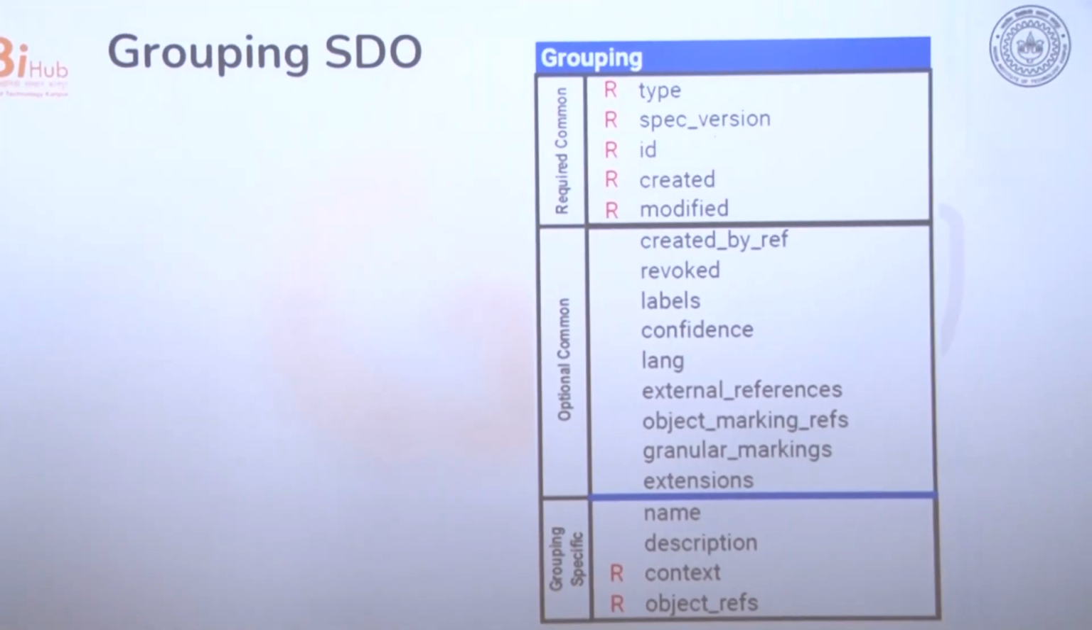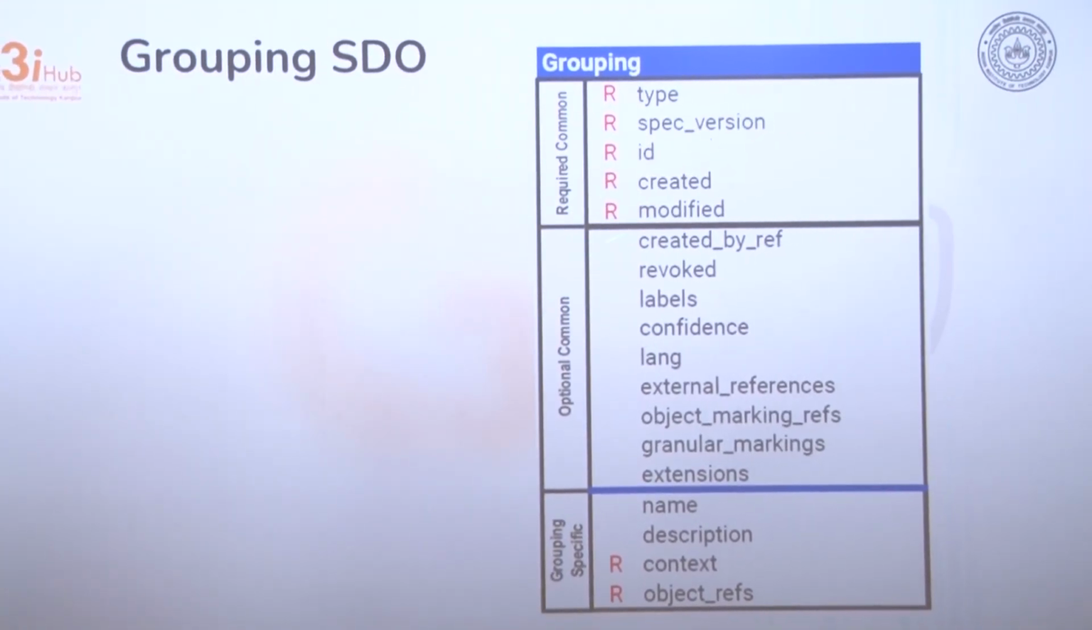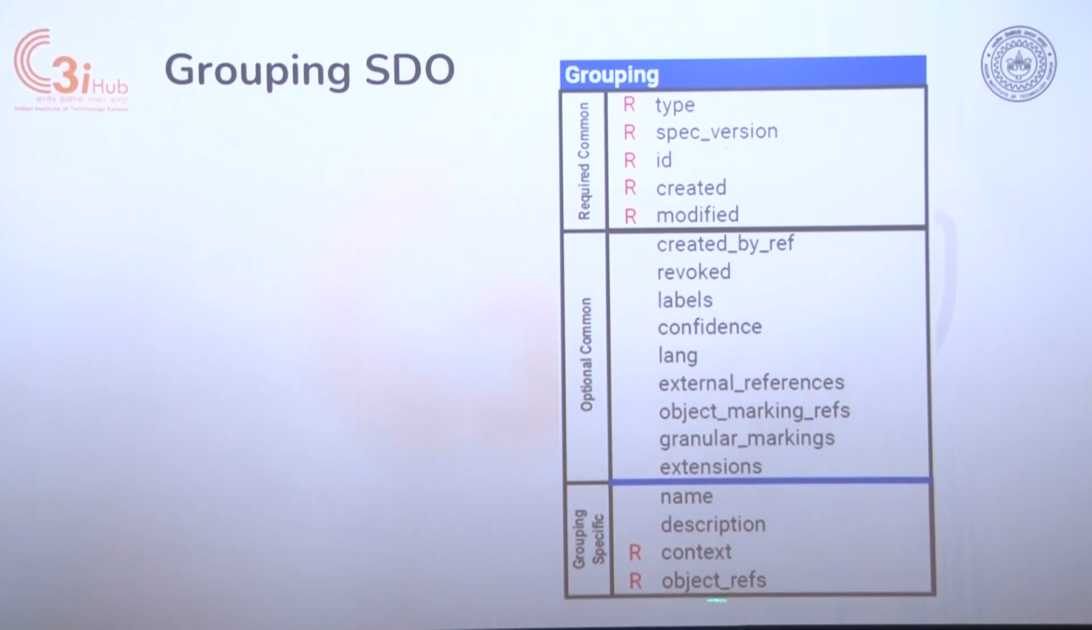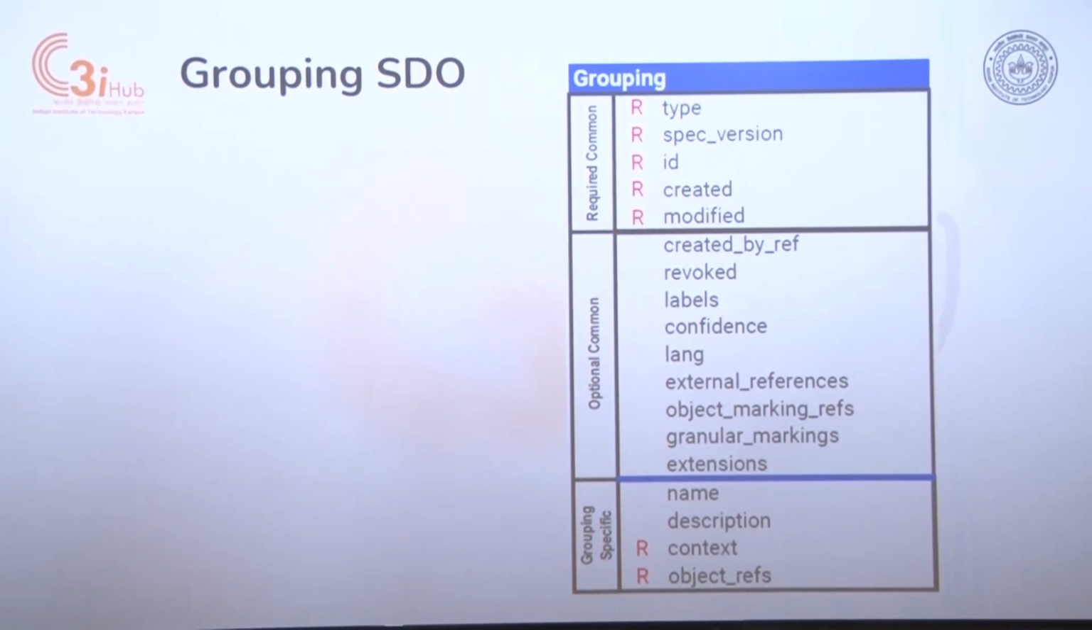So, grouping is not so important, but you will see a lot of grouping there. So, grouping has all these things: type, spec, version, ID, created, modified, and there should be a context. So, there should be a shared context and some object references, the objects that are grouped together, that their references by their IDs should be there. So, when we actually look at multiple examples of STIX, you will see a lot of grouping, right. So, grouping is something that is more for convenience of sharing the responsibility of creating a shared STIX file.